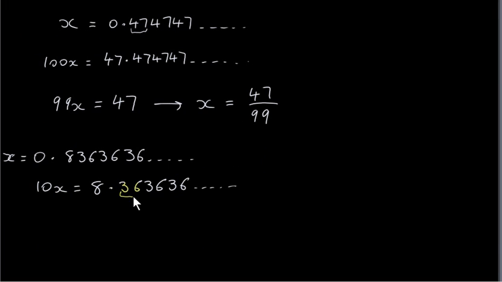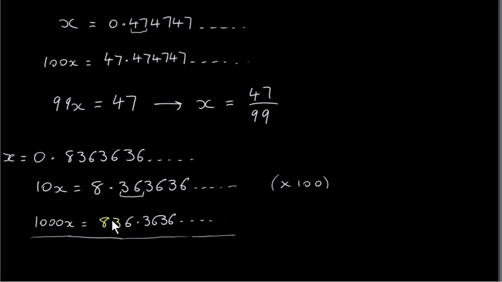Now we notice that the recurring part, or repeating part, has 2 decimal places. So we want to move the decimal point from the beginning of the recurring part to the end of the recurring part. So we'd have to multiply this number here by 100 in order to move that decimal point 2 places. So we have 100 times 10, that's 1000x, equals 836.36 recurring.